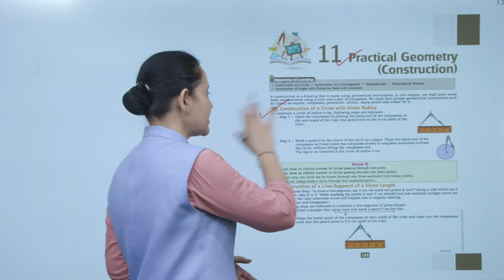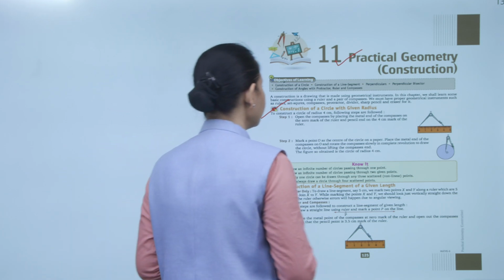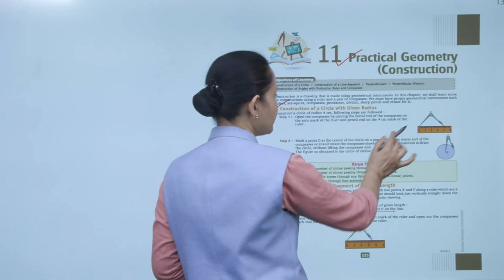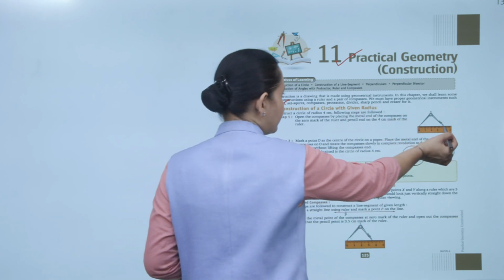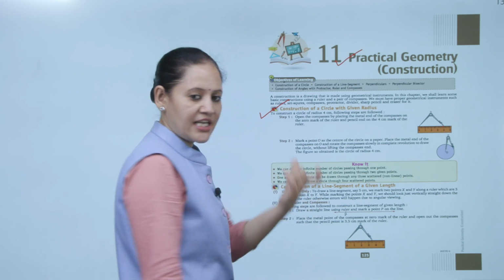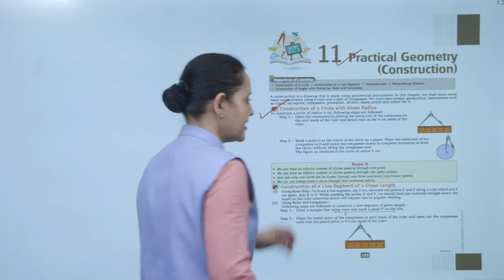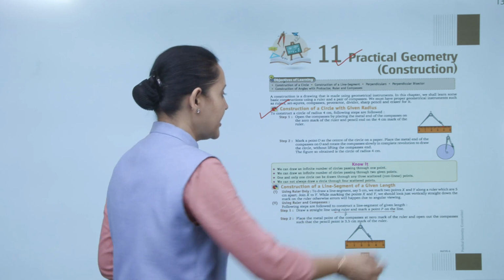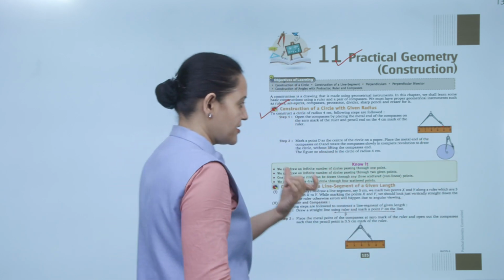So, to construct a circle of radius 4 cm, what we'll do? First, we'll open the compass. We'll put the metal tip on 0 and stretch it till the point here, 4 cm. Now, we'll take a point O on a paper, that is the center of the circle. Then, we'll rotate the compass around it without changing it.